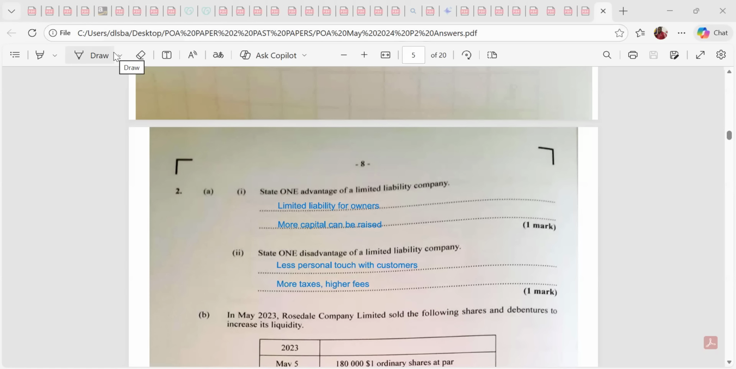Right. Number 2, they asked us to state one advantage of a limited liability company. It could raise a huge amount of capital and it has an advantage just in the name itself, right? Limited liability companies have limited liability, or at least the owners have limited liability. Disadvantage, it's harder to set up, or more complicated, I should say. You have more fees and taxes, and you have a less personal touch with customers.